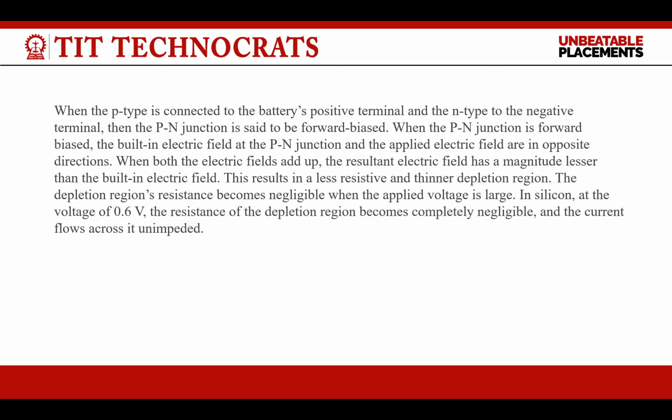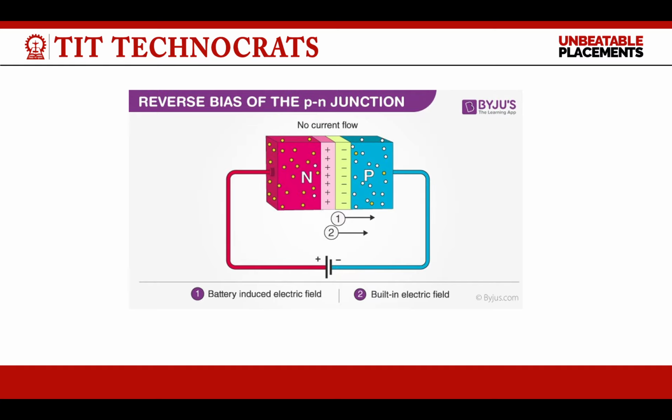And this is the explanation in which silicon voltage is 0.6 volt, having the resistance in the depletion region become completely negligible. The current flow across is unimpeded.